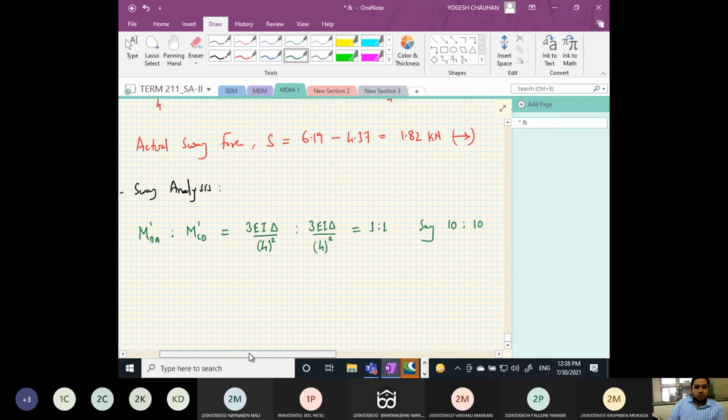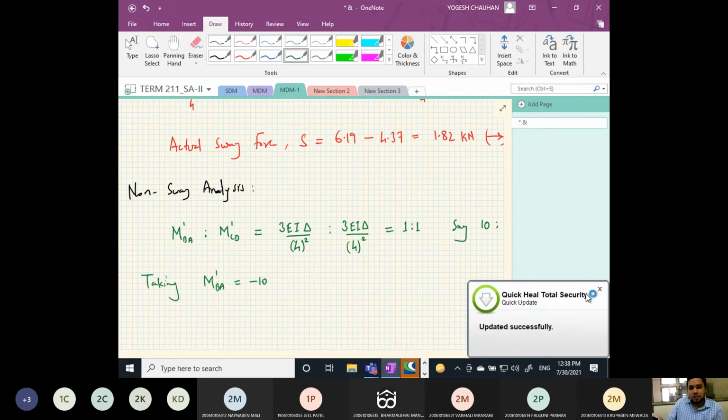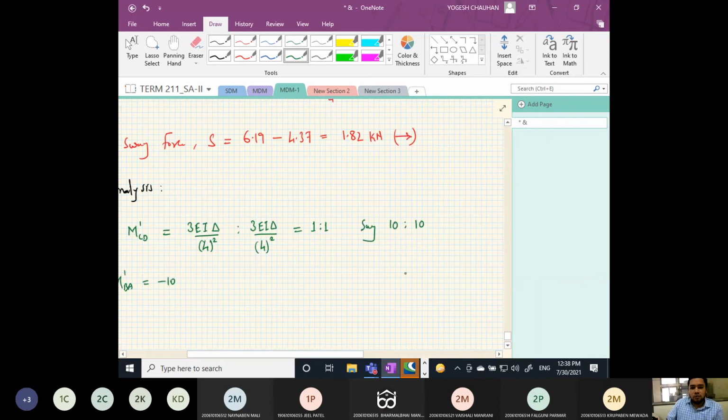Okay, so now we assume the moment taking MBA dash equals -10. Why -10? Because the frame sways towards the right.